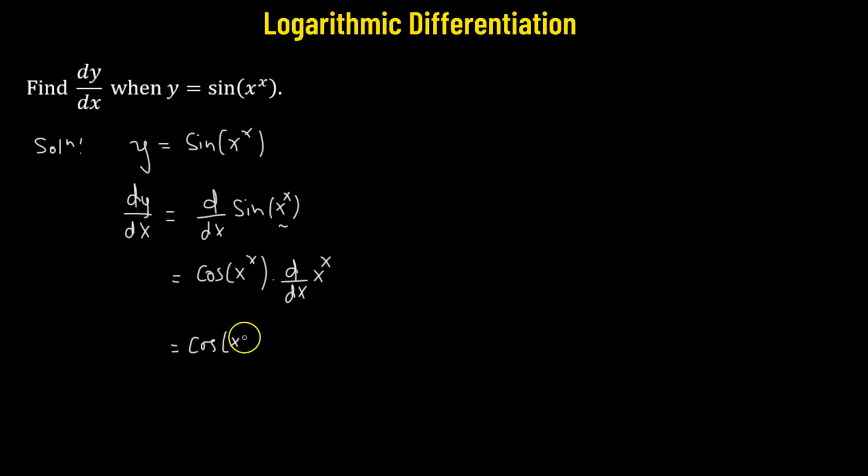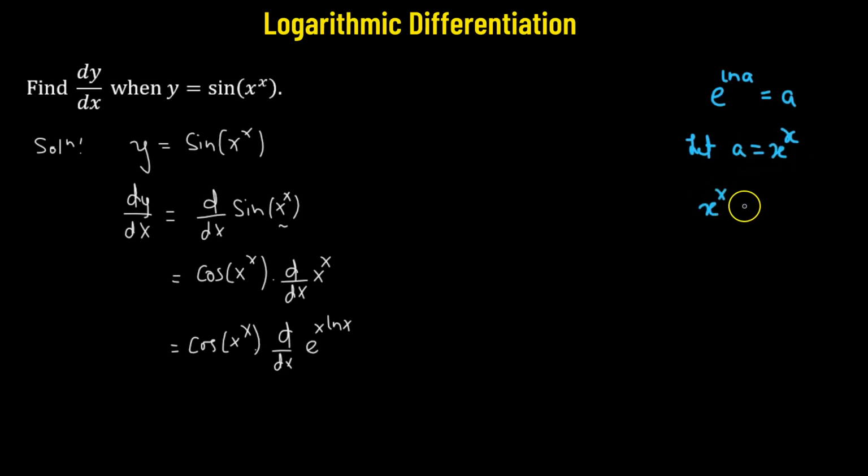So before that, we'll convert x raised to the power of x into its equivalent exponential form, which will be e raised to the power of x log x. So here we are making use of the fact that whenever we have e raised to the power of log of a, that's actually equal to a. So that means if we consider a to be equal to x raised to the power of x, then we can rewrite x raised to the power of x as e raised to the power of log of x whole raised to the power of x.